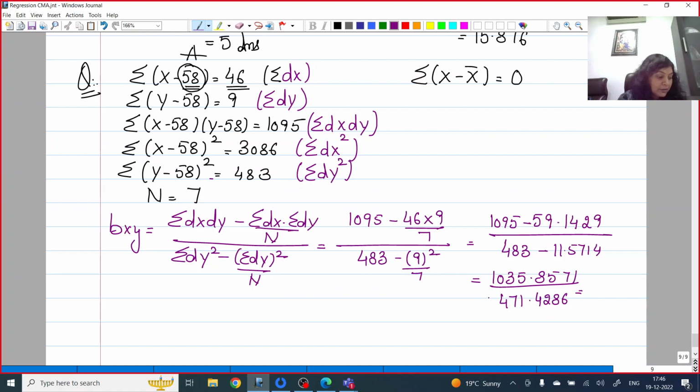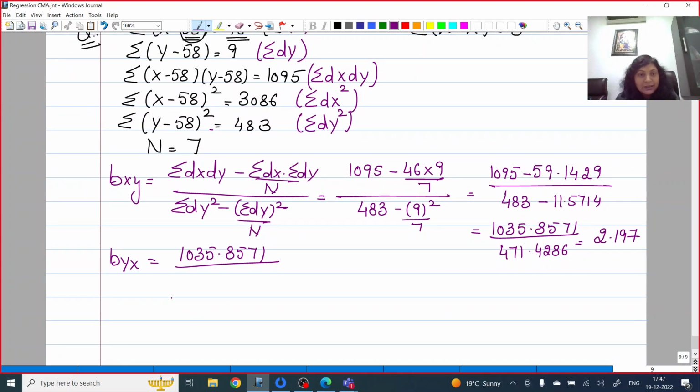So our value for this is 2.197. So we can take it 2.197 or 2.2. And if we want to compute byx, the numerator remains the same, that is 1035.8571. In the denominator we have summation dx square. Summation dx square is 3086 minus summation dx, which is 46, whole square upon 7. So we have 1035.8571 divided by 46 whole square divided by 7.